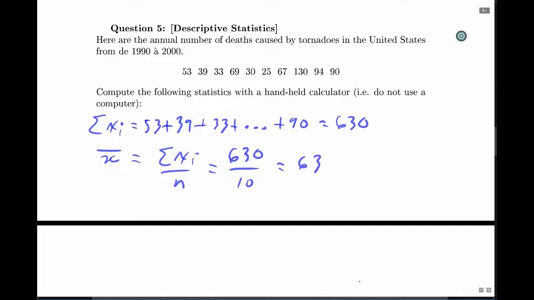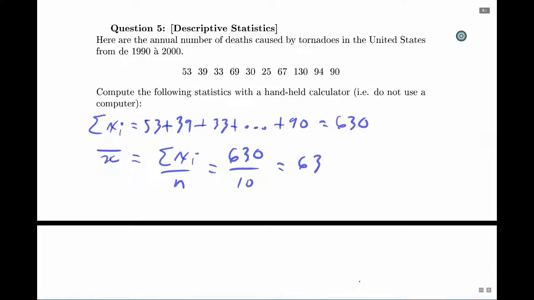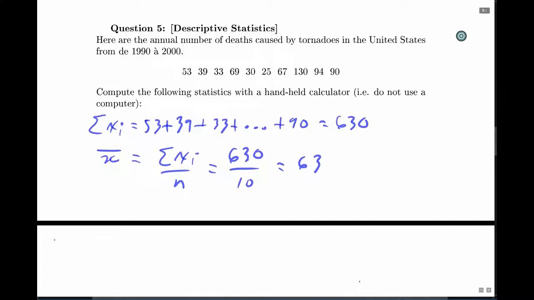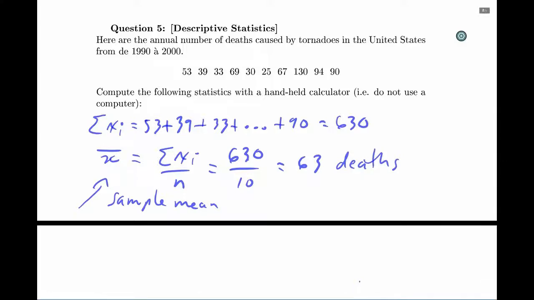And we'll denote this as x bar, and in reality, this is just the sample mean. Okay, and so on average, there are about 63 deaths due to tornadoes in a year. And then, of course, not all the values are at the center, at 63, and so we'll want to get a sense of how dispersed these values are. So we'll compute a typical deviation away from the center, which is the standard deviation.